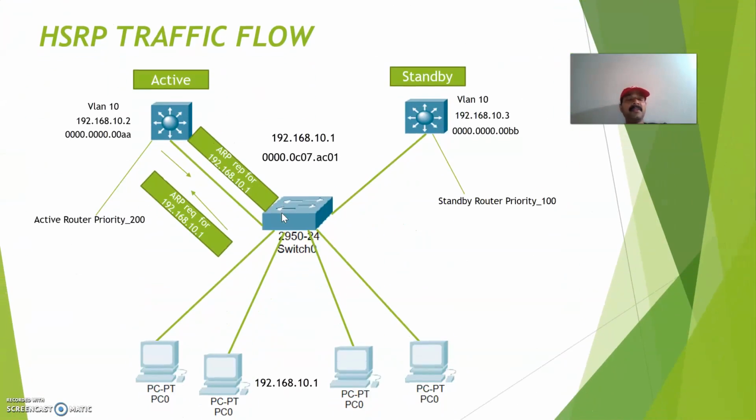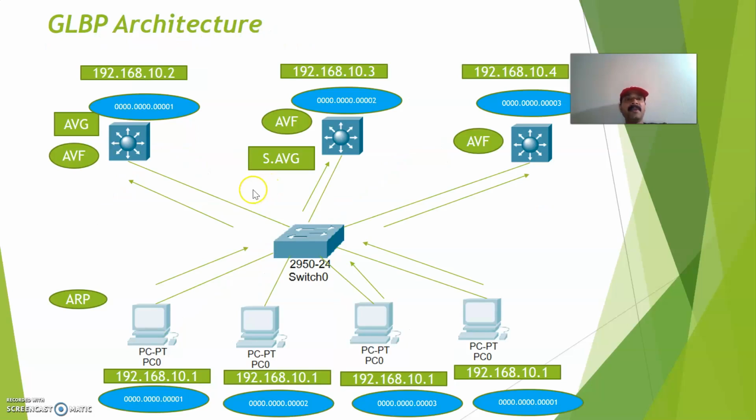Before that, let us see the difference in traffic flow between HSRP and GLBP. In case of HSRP, the client traffic will be forwarded to the active router. Whenever the active goes down, the standby will take over the active role. That is the case with HSRP. But in case of GLBP, each and every router will be forwarding the traffic, right? That is the benefit of GLBP, and it performs load balancing.